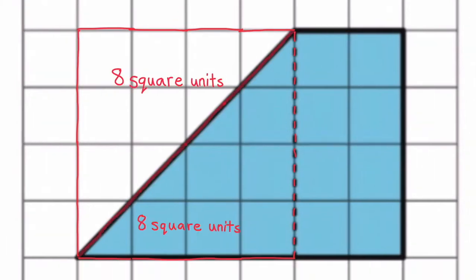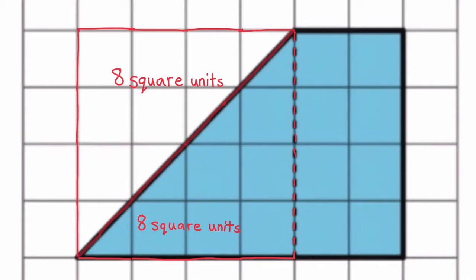The shaded region is a triangle, which is exactly half the area as the square. The area of the triangle would be 8 square units. And we can look at the rectangle on the right and see that its dimensions are 2 by 4, and 2 times 4 is 8. So the area of the rectangle is also 8 square units.